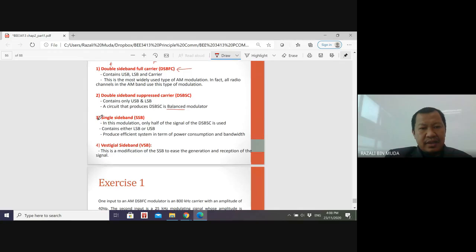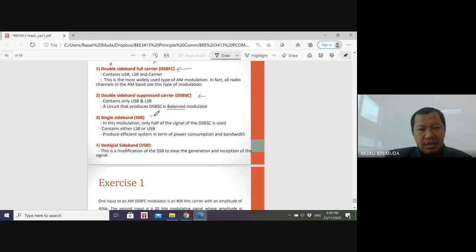The third type is single sideband, SSB. In this modulation technique, only half of the signal of the double sideband suppressed carrier is used. So from this signal, we remove another sideband, and we have single sideband, SSB. It contains either the lower sideband or the upper sideband. It produces an efficient system in terms of power consumption and bandwidth.